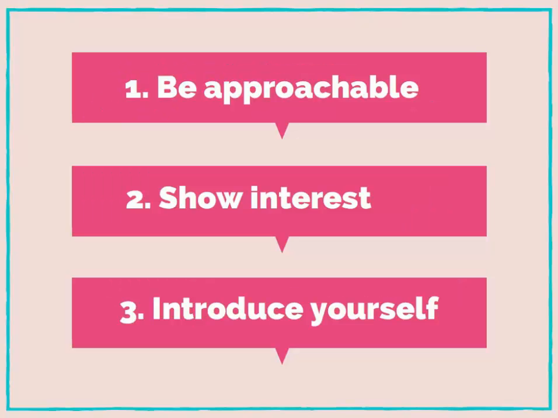First, be approachable. You want to have open body language. Smile, make eye contact. Don't hide in the corner of the room. Don't close your arms. Make sure that people can see that you're approachable and want to take part in the conversation. Two, show interest. As people are talking, nod, laugh, react. Ask follow-up questions. You want the person that you're talking to know that you're interested in what they're saying.